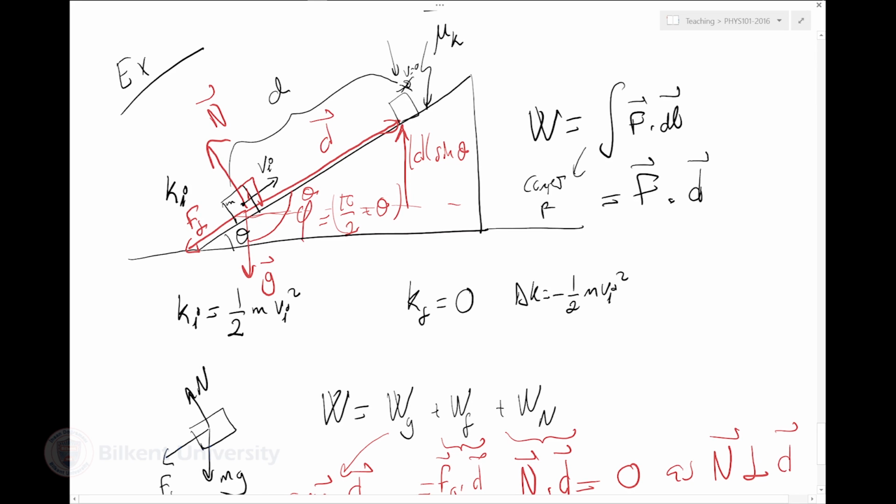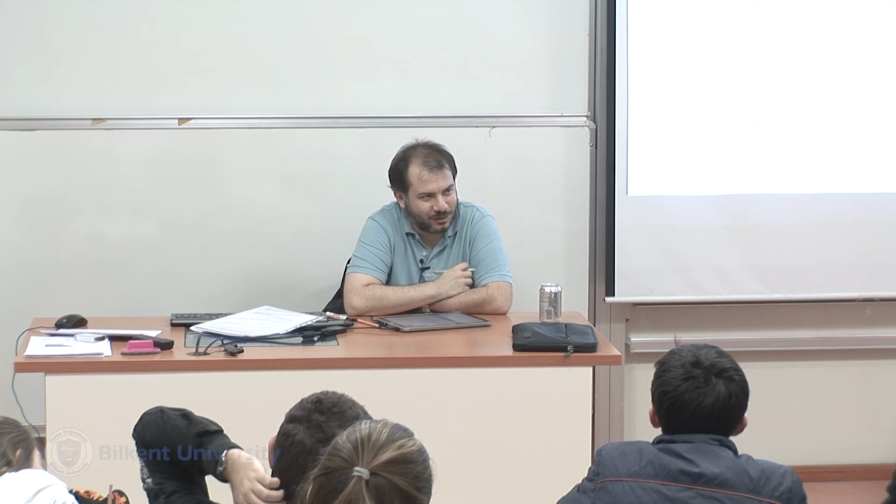What would that distance be if vi is 0? If I'm not pushing the object, it will just stay there. That's right, d. So vi goes to 0, d goes to 0, checks. How about a frictionless plane? What would I expect? I would expect a longer distance, so it's good that I have mu k in the denominator, right? That's another thing.